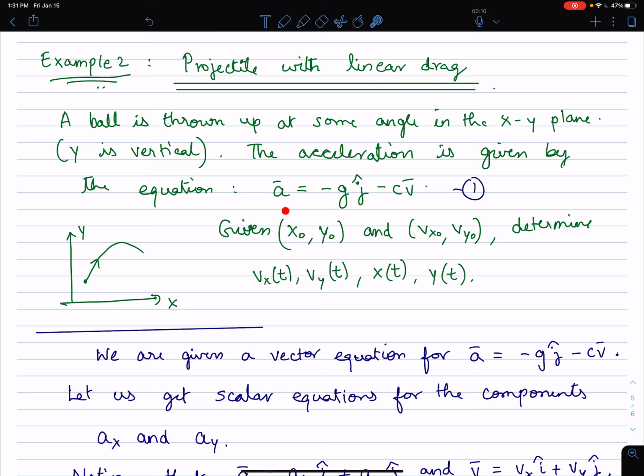Okay, so this is our acceleration expression, and you're given the initial position and initial velocity, and you're asked to determine the velocity as a function of time in the x and y directions, and then the position as a function of time in the x and y directions. So that's the premise of the problem.